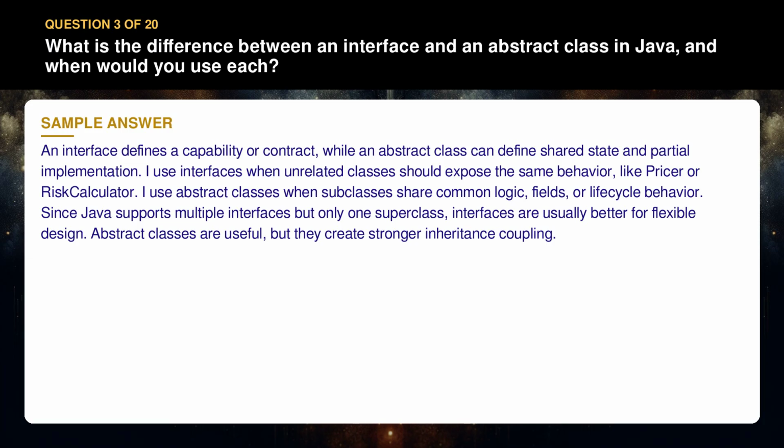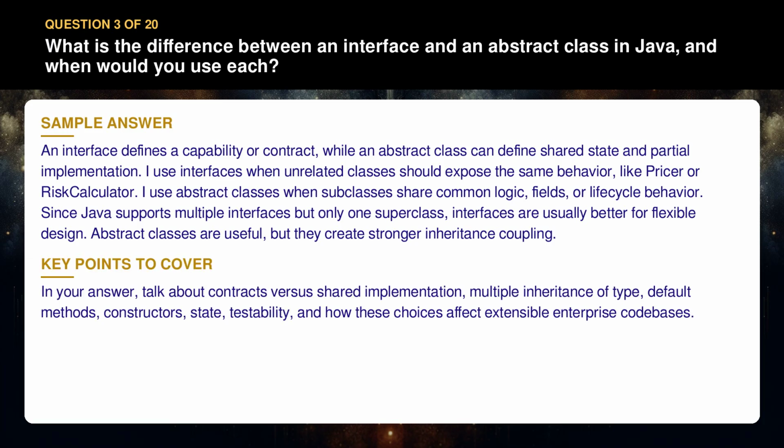Since Java supports multiple interfaces but only one superclass, interfaces are usually better for flexible design. Abstract classes are useful, but they create stronger inheritance coupling. In your answer, talk about contracts versus shared implementation, multiple inheritance of type, default methods, constructors, state, testability, and how these choices affect extensible enterprise codebases.